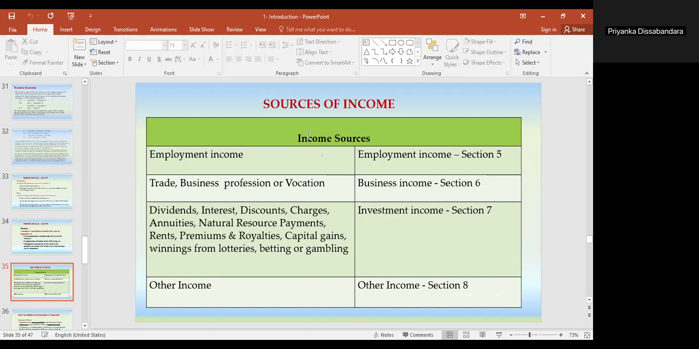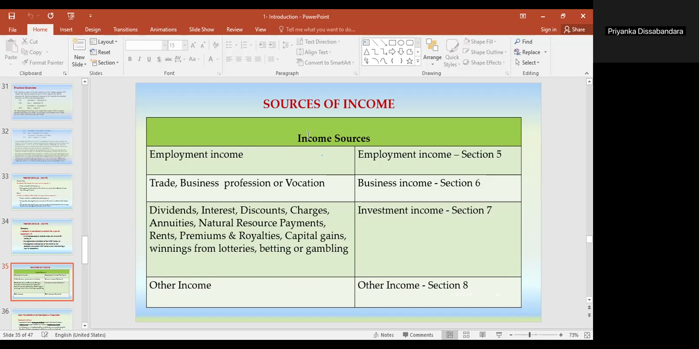So we have to consider several steps. Step 1 is the sources of income. That means for the calculation of taxable income, first of all, we have to determine the income sources of a person. So what are the income sources? Income sources means the income from where the income generates. We should know from where the income generates.